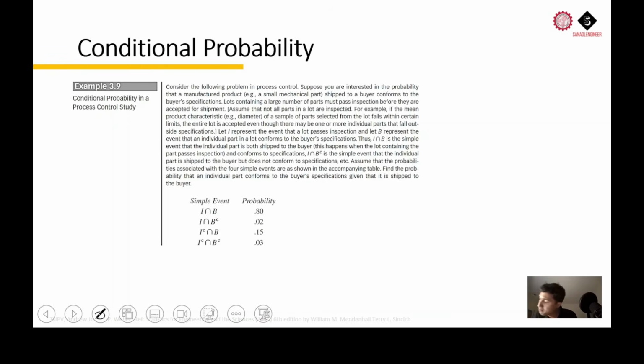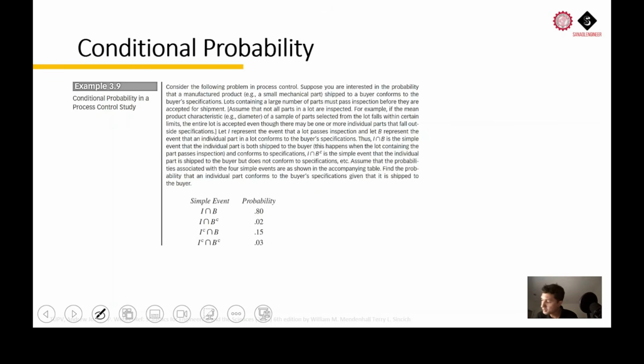For example, if the mean product characteristic, let's say diameter, of a sample of parts selected from the lot falls within certain limits, the entire lot is accepted, even though there may be one or more individual parts that fall outside specifications. Okay, so yeah, it's possible to ship or to pass the lot without inspecting all the parts.